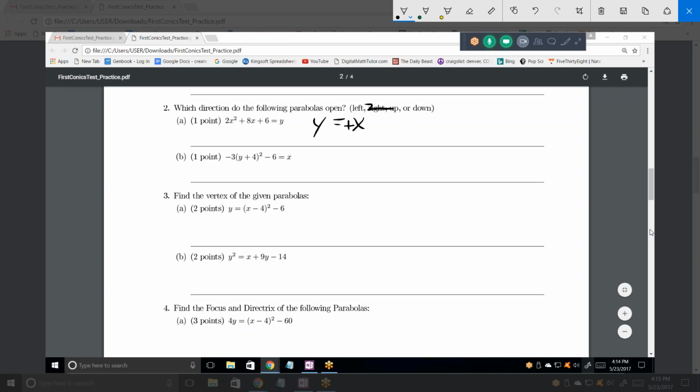Okay? The next one is of the form x equals y squared. So it has to be left or right? Correct. So it's going to be left since it's negative? Negative is to the left, opening up to the left. Positive would open up to the right.